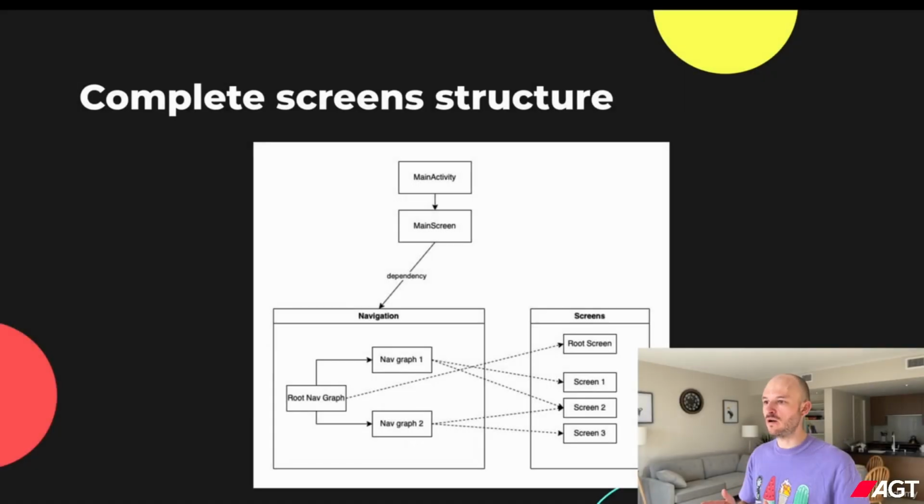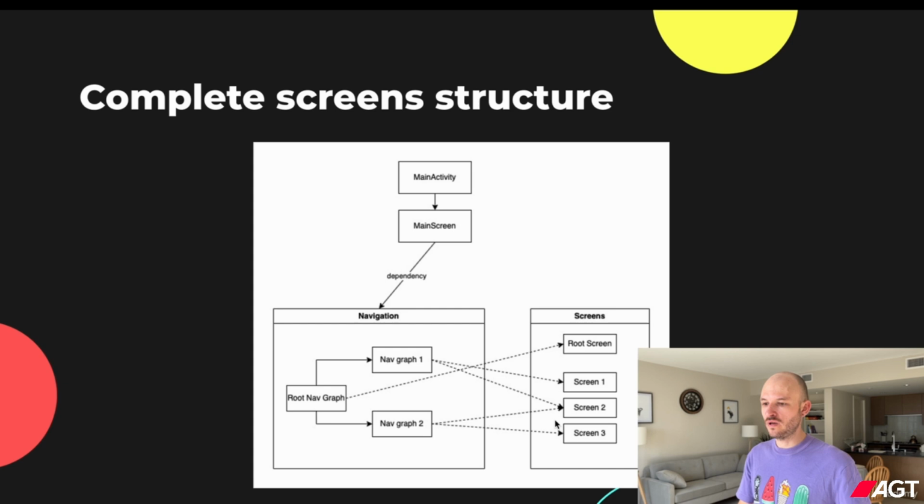Let's talk a bit more about screen's structure. As you see on the example, we have 2 nav graphs, 1 and 2. And we have a root nav graph. And what are we going to do right now? We are going to add a root screen. It will be inside a root nav graph.